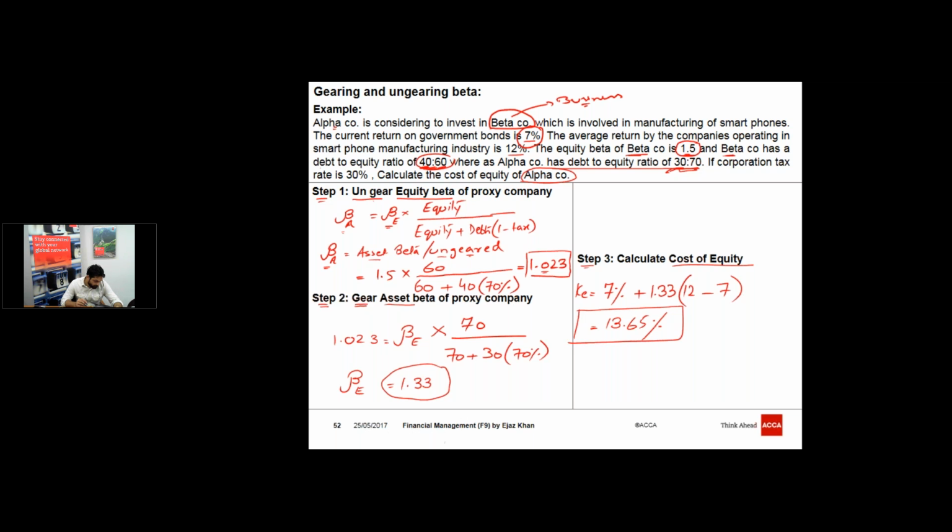Now remember one thing. It might be disguised in an exam question. Sometimes the examiner does not give the market return. It straight away gives you the market risk premium. The difference of the market return and the risk-free rate of return is 5% in this case. It is actually the market risk premium. So sometimes he might give you this premium, so you don't need to subtract anything, just put it in the formula.